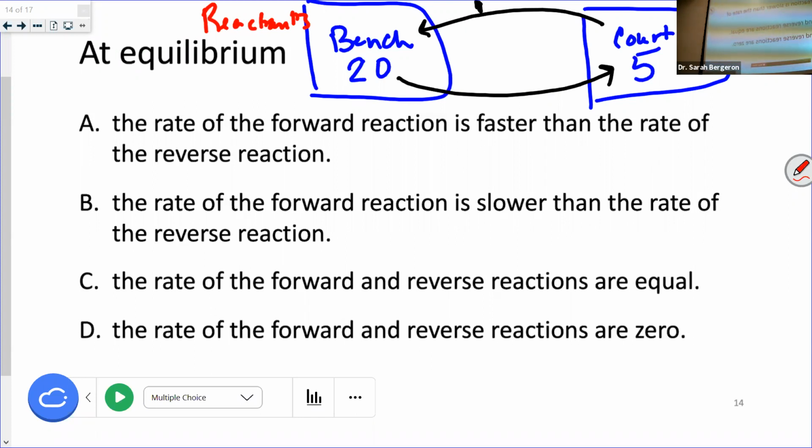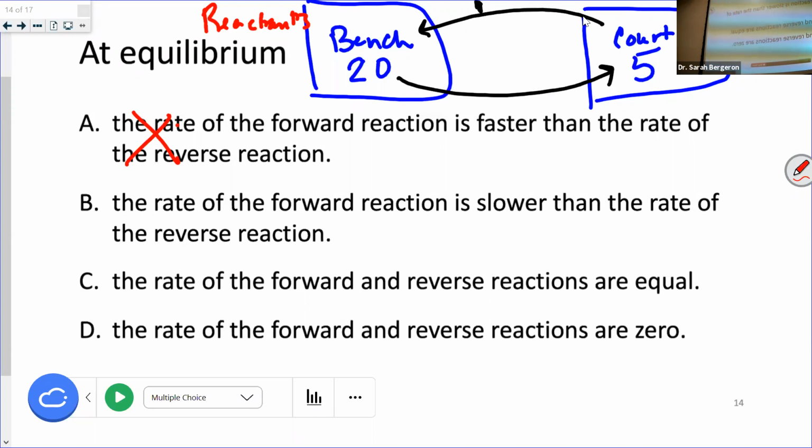Products, right? Okay, so now let's answer our questions. The rate of the forward reaction is faster than the rate of the reverse reaction. That's like saying that we have more people going from the bench to the court than we do from the court to the bench. Then I'd end up with like 20 players on the court, and that's not fair, right? So that's not going to happen.